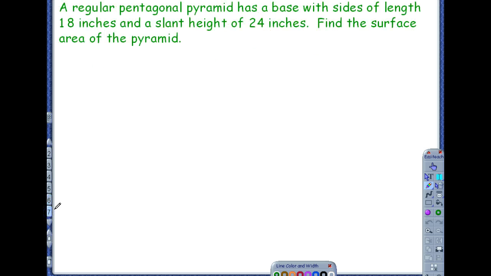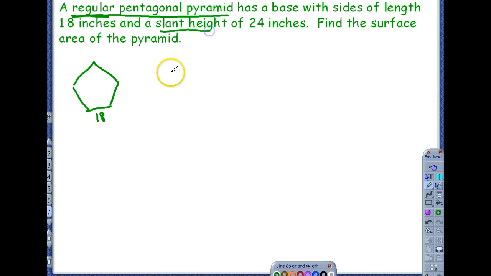All right. Last example that we want to take a look at with you. We have a regular pentagonal pyramid, which means the pentagon is going to be the base. So I'm going to go ahead and draw in a pentagon. It's a regular pentagon. Would you draw the whole pyramid? No, I don't want to draw the whole pyramid. I love that she's just drawing the pentagon base. It has a base with side lengths of 18 inches. So each side is going to be 18 inches, since it's regular.